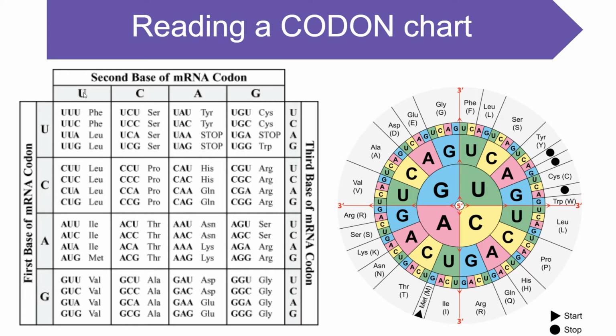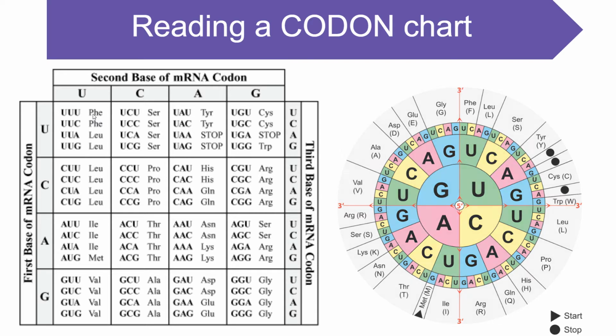My second letter is a U, which means it's limiting to this column. The only place those two intersect is this box. So now I've narrowed this down to this box here. Well, the last letter was a U, so that's going to tell me that I'm finding my answer in the top row. So if I were to see the codon UUU, I would need the amino acid PHE.